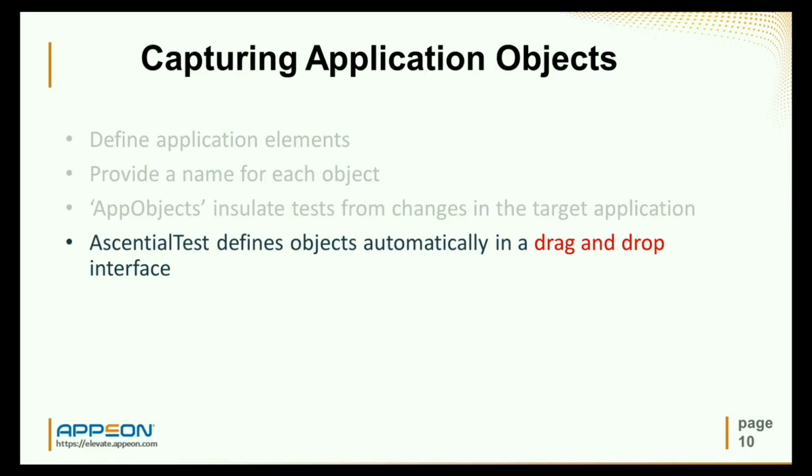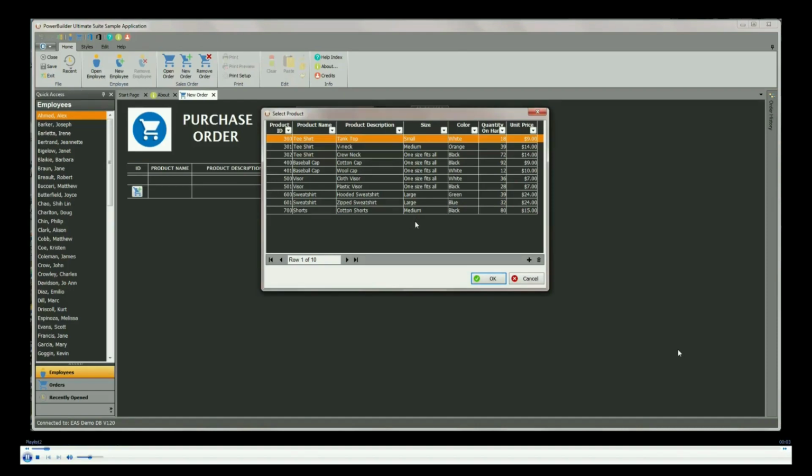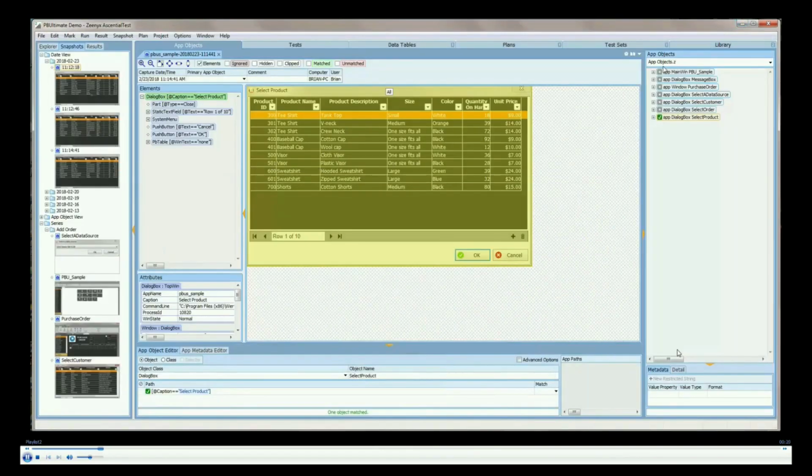Now you'll see in a moment that AscentialTest defines these objects automatically in a drag and drop interface. It's a highly visual process where feedback is provided to ensure that each object is uniquely defined. Now here I've got a page in my application, and I'm going to take something called a snapshot. And you'll see that little dialog box there that says Snapshot Captured. What we've done is we've taken a picture of that application dialog, but you'll see in a moment it's not just a picture. It's actually a full implementation or a full record of that application.